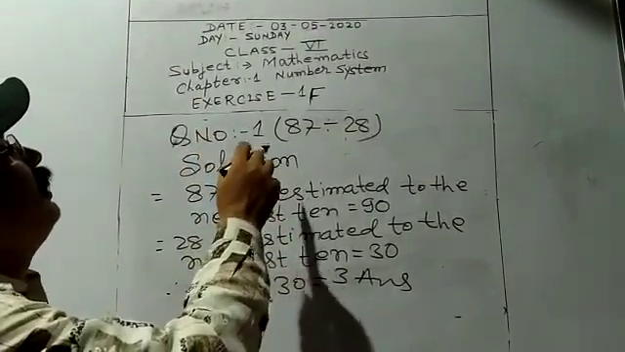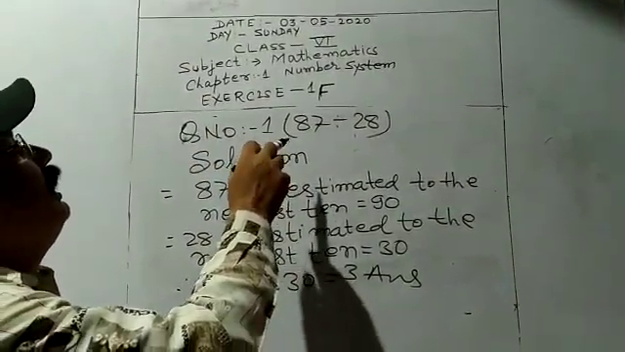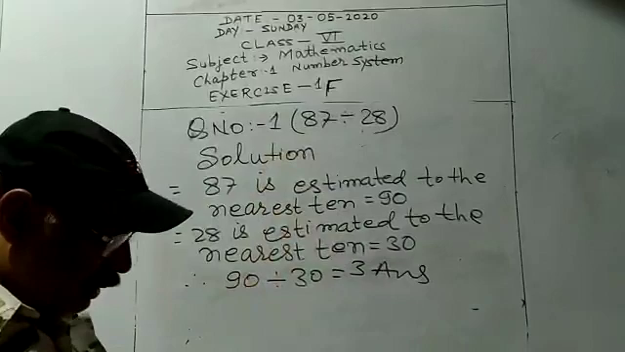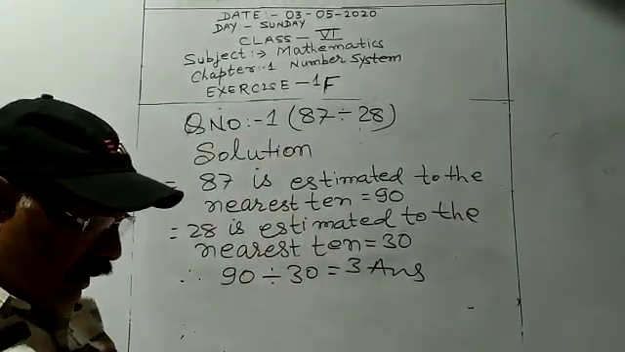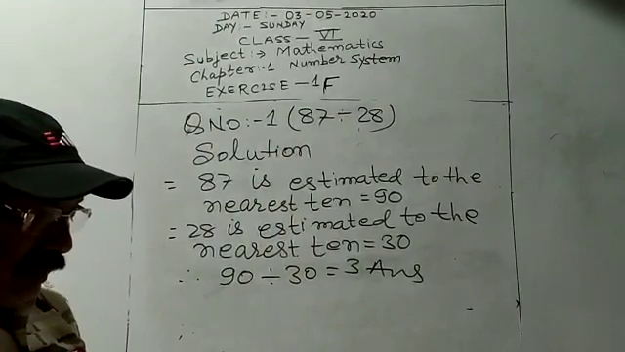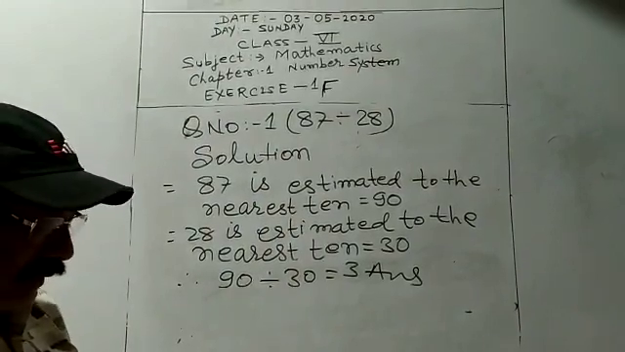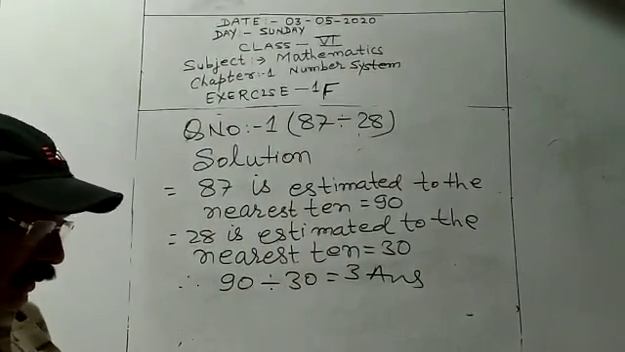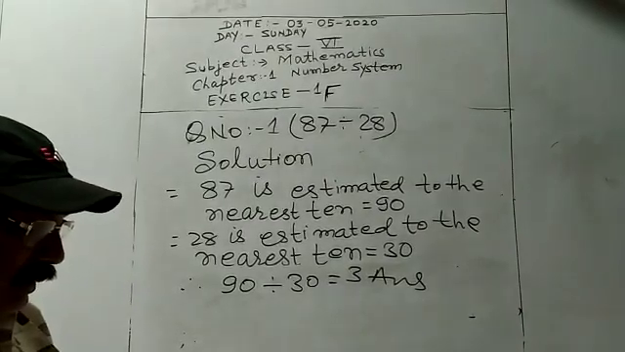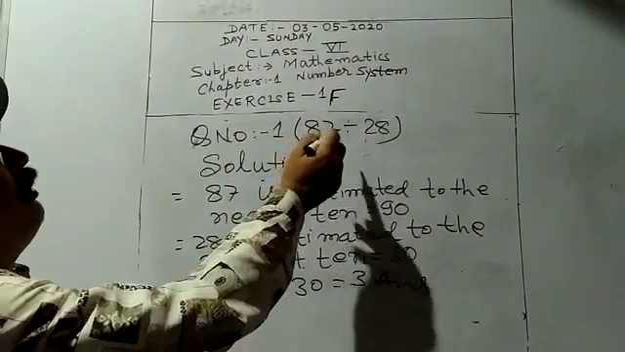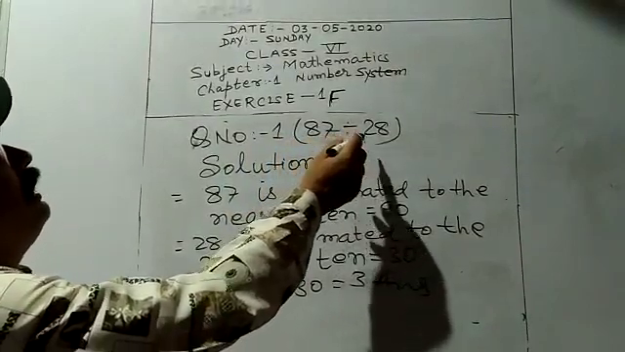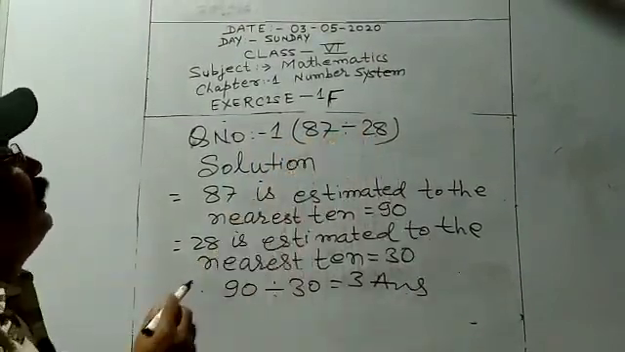Question number given in the book. Find the estimated quotient for each of the following. Question given in the book: 87 divided by 28.